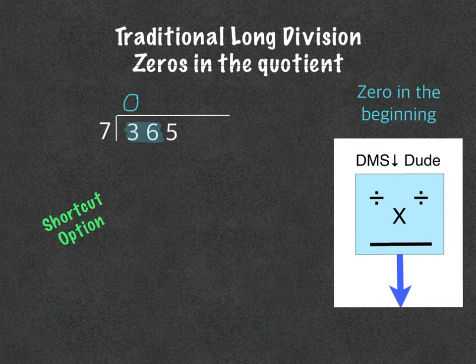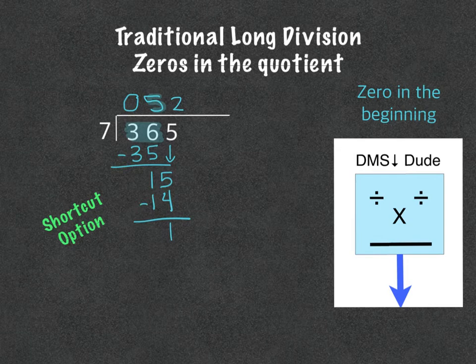So can 7 go into 36? Yep, it goes in 5 times. 5 times 7 is 35. Subtract, and I get 1. Bring down my 5. 7 goes into 15 2 times. 2 times 7 is 14. Subtract, and I get 1. So my remainder is still 1. So if you notice, we went right ahead and looked next door to that 6 to look at 36.